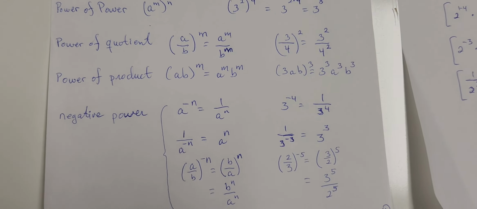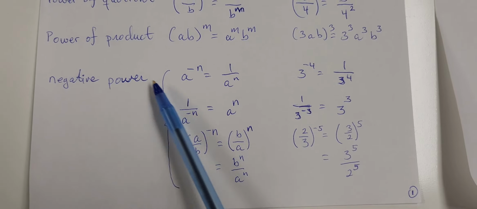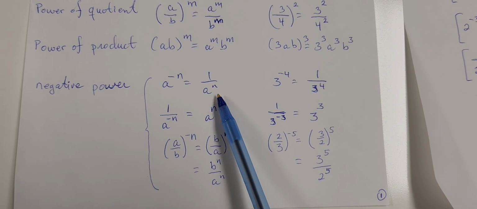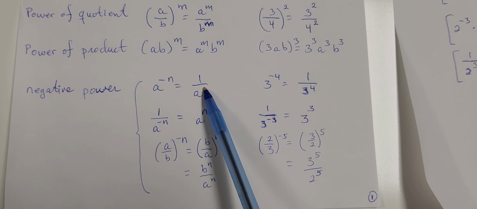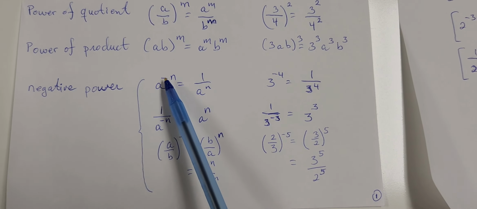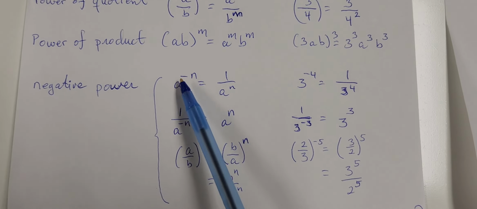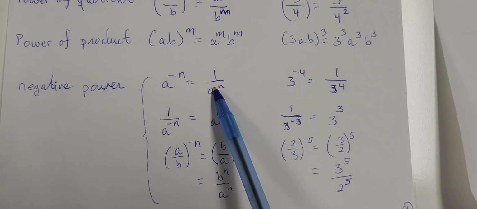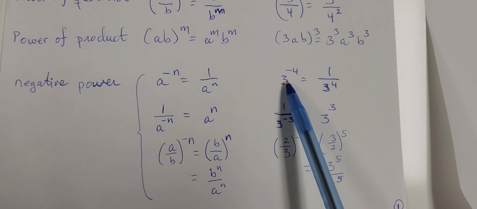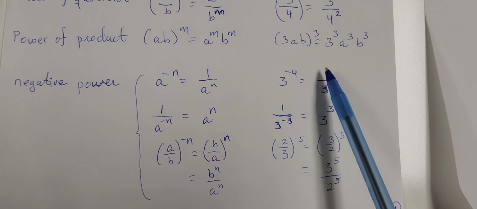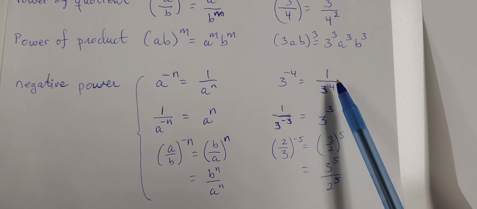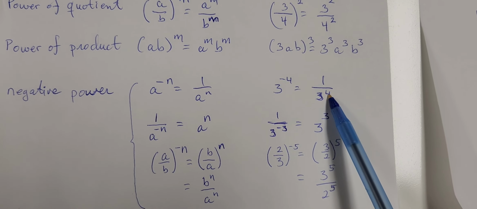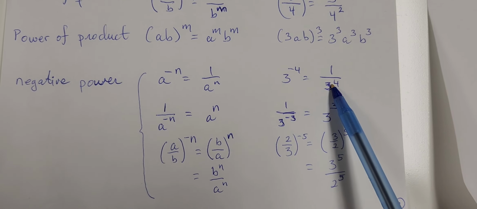Okay, the last 3 is the negative powers. If I have negative powers, I will bring it down and the negative go away. So here's the negative power. I rewrite it as a fraction and then the negative go away. So here's an example, 3 to the -4th. Rewrite it as a fraction, 1 over this whole thing, but ignore the negative. So the negative go away.